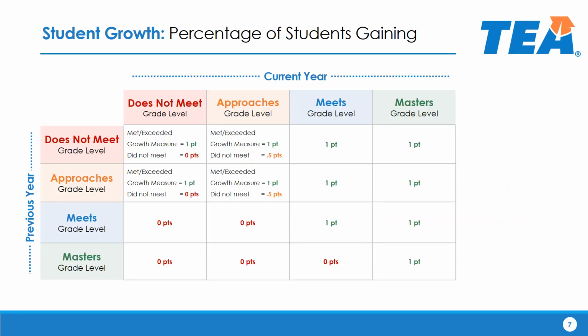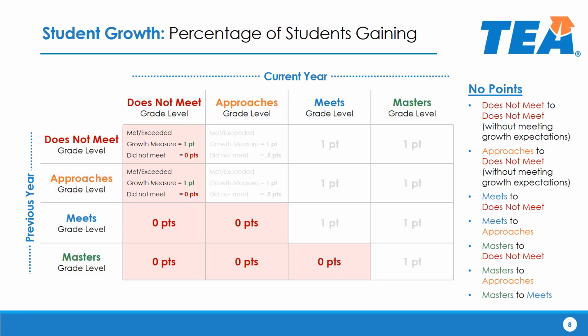Each test can earn 1 point, half a point, or no points, depending on proficiency level and whether the STAAR progress measure expectations were met. This matrix shows the 20 different possible outcomes for each test. There are 7 different ways to not earn any points. No points are awarded for not growing and not maintaining proficiency.